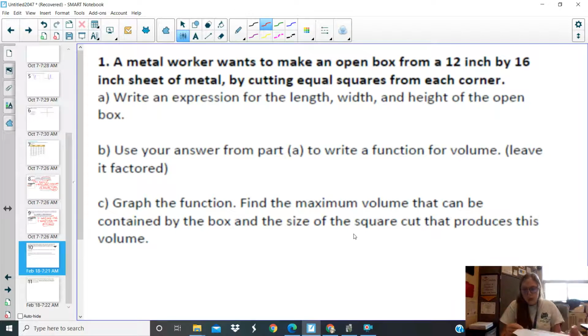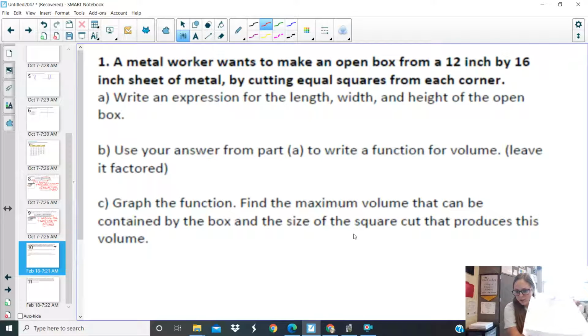And he's making an open box, so that's just going to be a box without a lid, by folding up the sides. So hopefully you can kind of see how this could be a box if I folded up all of the sides. I don't know how great of a job my webcam is doing at capturing this, but this is what the box would look like if all the sides cooperated. Then it would be a box. So first I want you to write an expression for length, width, and height of the open box.